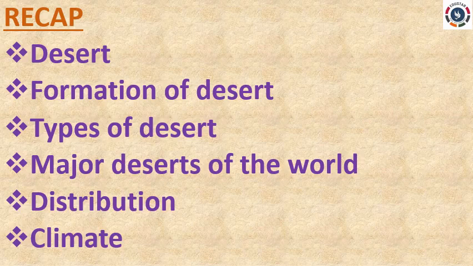And finally we have discussed about the factors which give rise to desert, that is direction of winds, extent of mountain ranges, distance from the sea and soil erosion. These are the factors which give rise to desert. And characteristics of desert is sandy soil, sparse vegetation, that is little vegetation, and sand dunes. And these are the common features of desert.